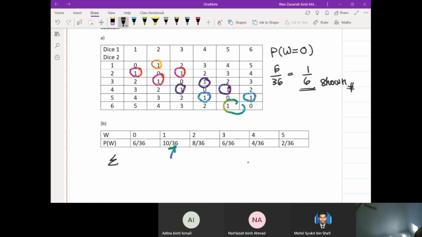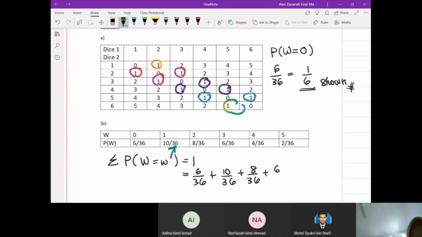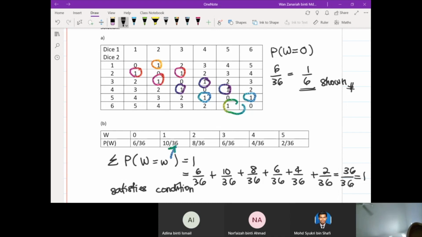So the sum of the probabilities of W equals small w must equal 1. So we just sum all the probabilities: 6 over 36 plus 10 over 36 plus 8 over 36 plus 6 over 36 plus 4 over 36, and the last one 2 over 36. We will get 36 over 36. So this satisfies the conditions for a probability distribution of a discrete random variable. Alright, we have done part B.